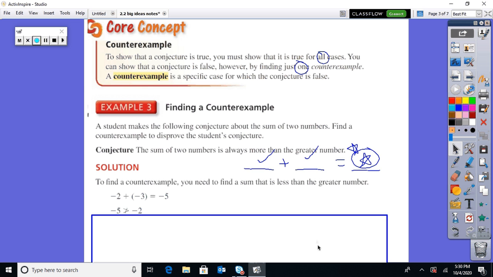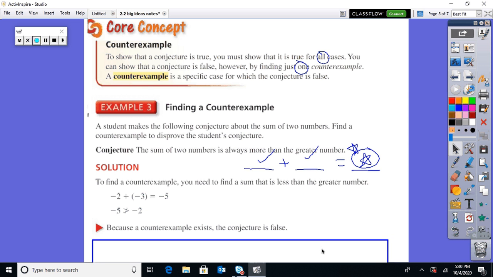Well, you got to think in the world of negatives. To find a counterexample, you need to find a sum that is less than the greater number. And so if we talk about the world of negatives, if we add -2 and -3, you get -5. And -5 is not greater than the larger number, which will be -2 in this case. So there's a counterexample, so therefore the conjecture is false.